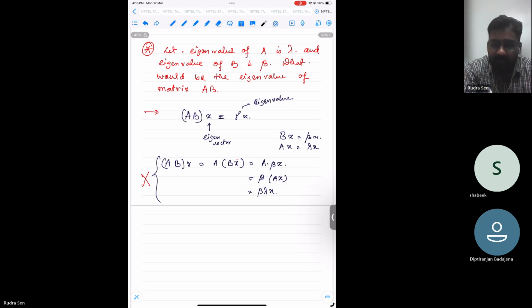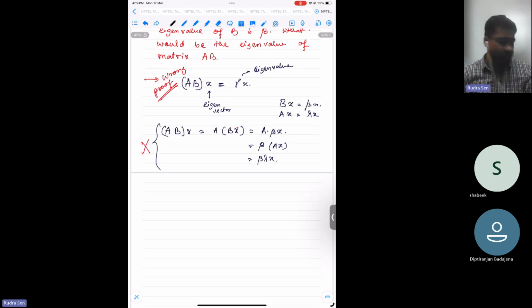Okay. So from here we cannot find the eigenvalue of AB. We need the A matrix, we need the B matrix, and we need to calculate the eigenvalues accordingly. From the eigenvalues of A and B separately, we cannot find the eigenvalue of AB. So this whole proof is a wrong proof. Okay, is that understood by all of you?